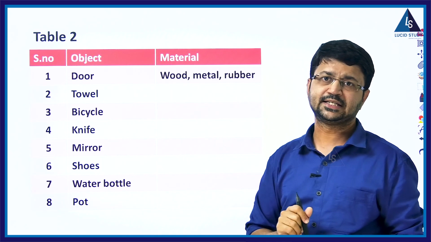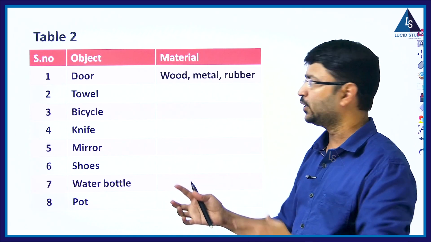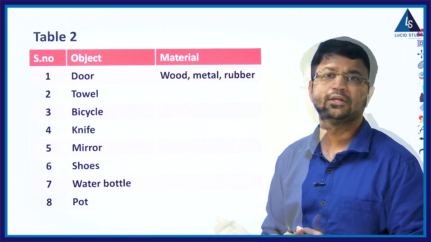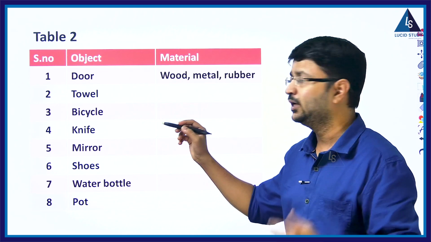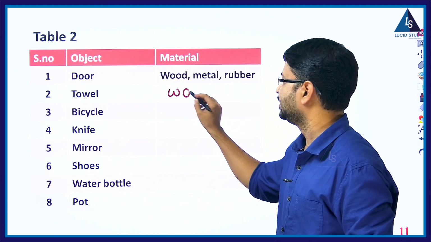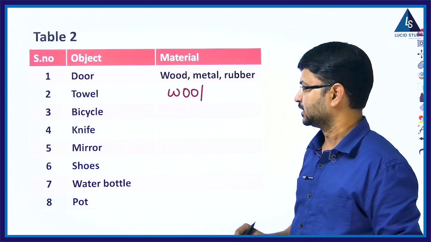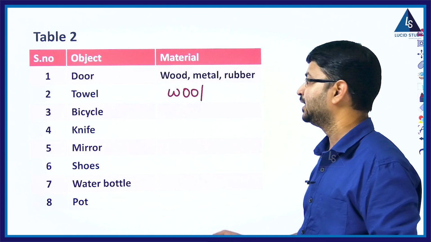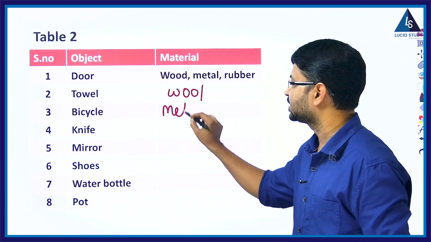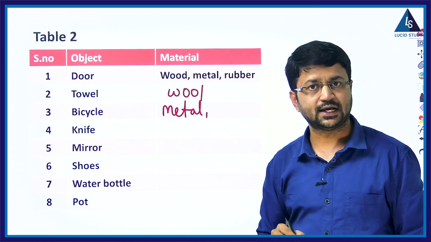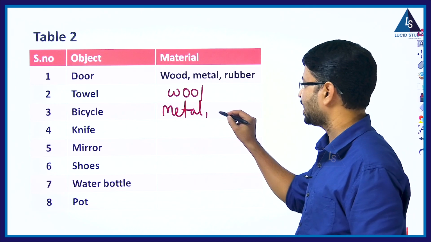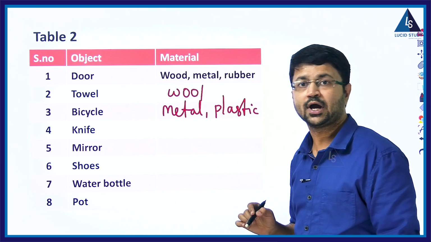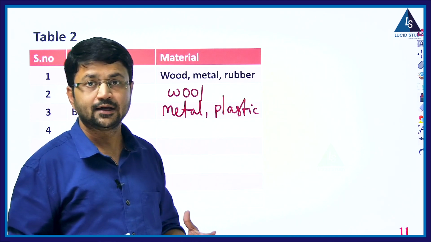Now the first one given is the door. So a door is made up of what? Wood, metal, rubber. Now let us come to the towel. A towel is made up of only one material. Is it clear? That is wool, or any other fiber. Next, take the case of a bicycle. A bicycle is made up of metal. A bicycle is made up of plastic. Is it clear? So a bicycle contains plastic also, and a bicycle contains rubber.